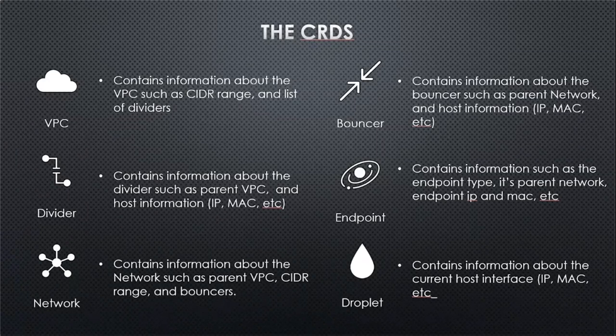The endpoint object has information about the endpoint's type, its parent network, and the endpoint's IP and MAC. Finally, the droplet object has information about its current host interface's IP and MAC.